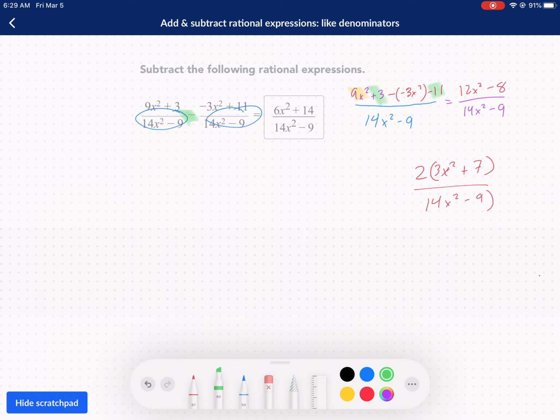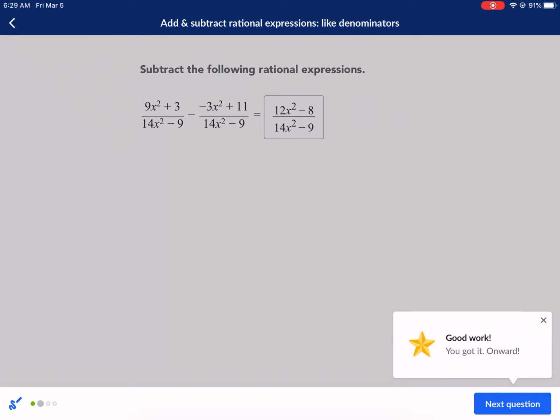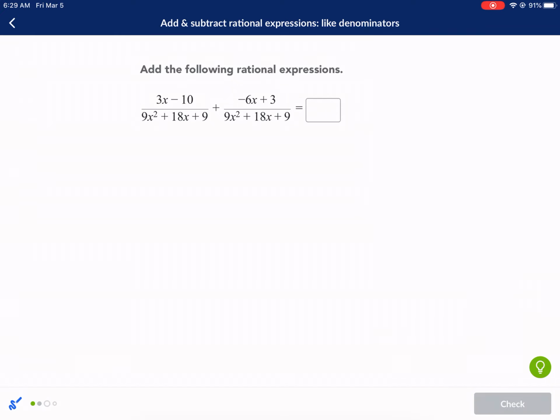I mean, we could factor that out further, but again, we can't cancel with the bottom, so we're just going to leave it. So let's go ahead and type 12x squared minus 8. 12x squared minus 8. And that should be good. There we go. That's a little better. Let's be very aware of the signs now. Okay.